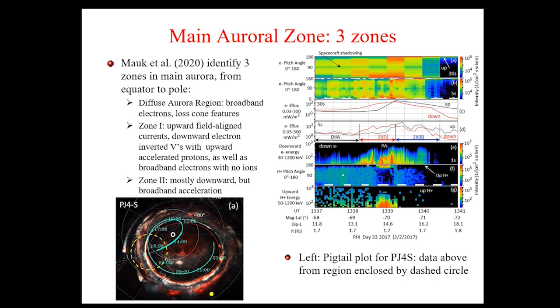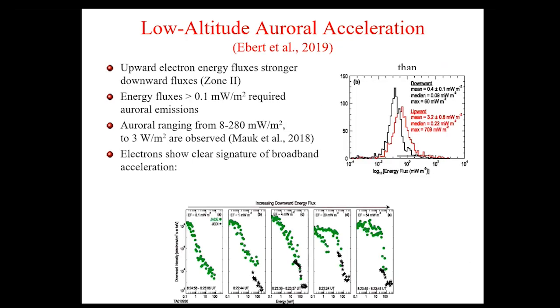In this case where you see the inverted V, you also see a strong upward ion signature down here in this region. And then finally, we get up into zone 2, which is mainly broadband type distributions, and actually not much going on in the protons in this particular example, at least. So this is sort of the way we're organizing this.